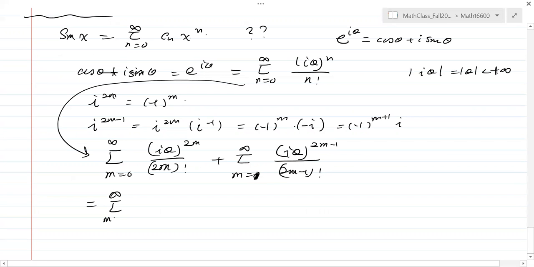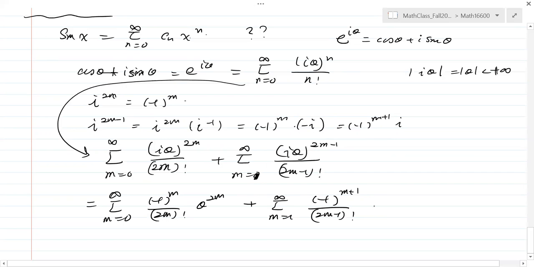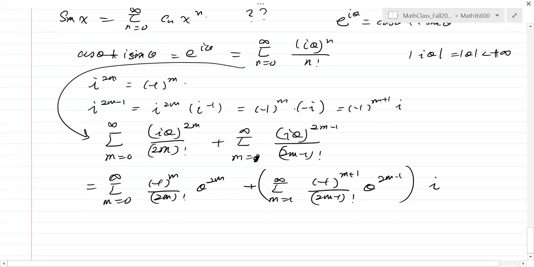Then I rewrite the first one: it's going to be negative 1 to the m, theta to the 2m. Agreed? Because i to the power 2m is negative 1 to the m. And this one, i to the 2m minus 1 is going to be negative 1 to the m plus 1, and theta to the 2m minus 1, and i. So the power series on the right-hand side is going to be the real part and the imaginary part. Now I compare both sides, because this is going to be equal to cosine theta plus i sine theta.